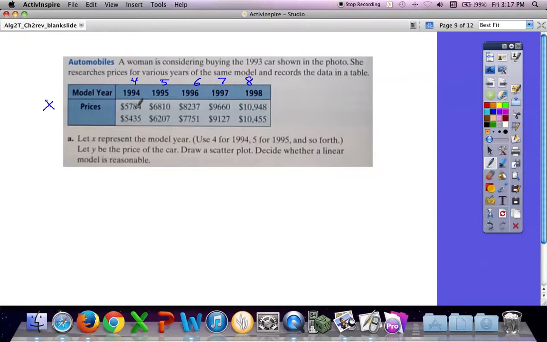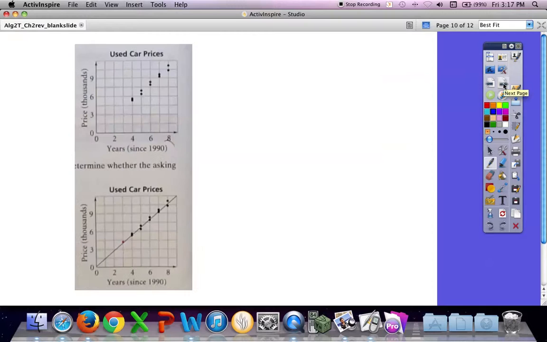So we look at the graph on the next page. And again, on the x-axis, they're graphing 1994 as represented by 4. So it's the year since 1990. And we'll see that that's the way almost all of these are done. When you're using year as the x-coordinate, then you're going to say the years since one of the years.